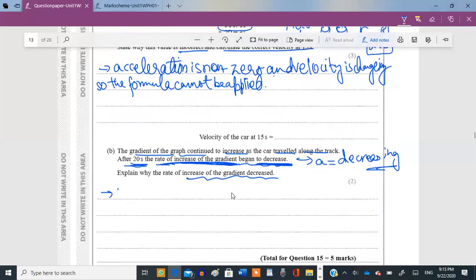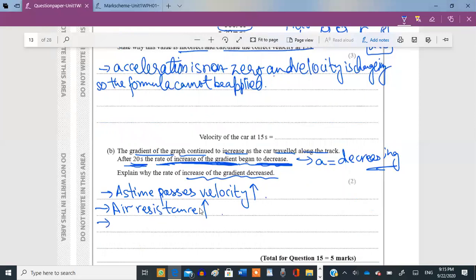velocity rises, air resistance also increases. Sir, are you writing it down? Sorry? Yeah, I'm writing it down. Can you see it? Is this visible? Okay, yeah, all right.